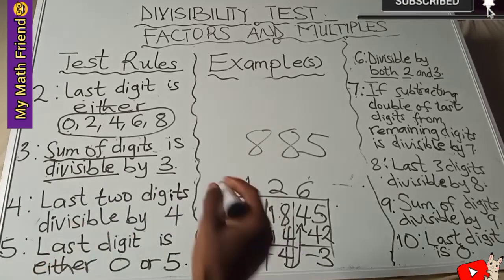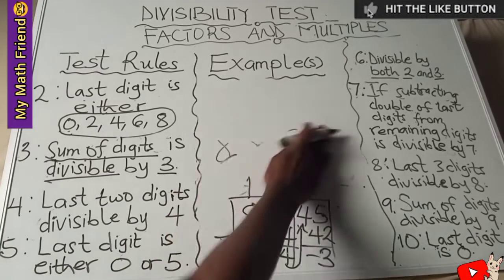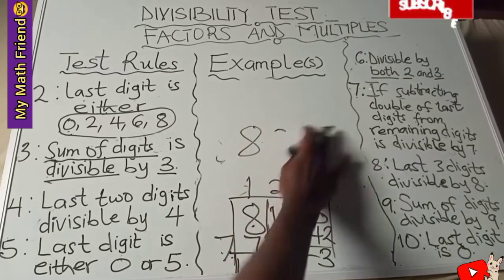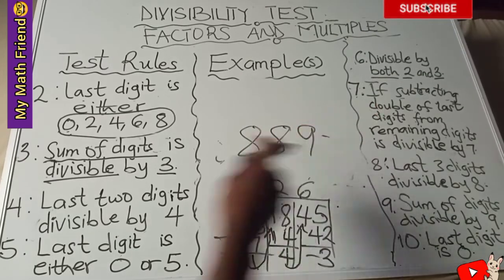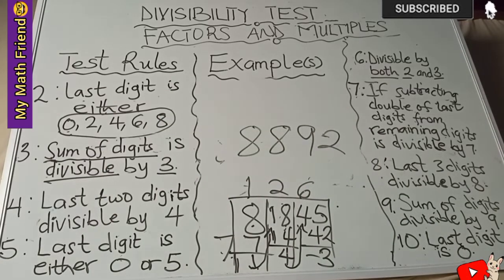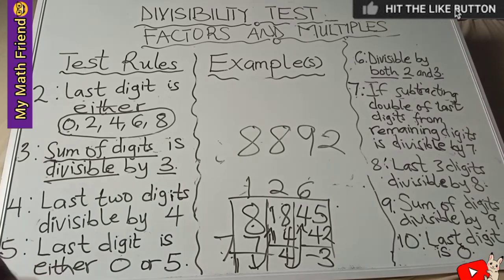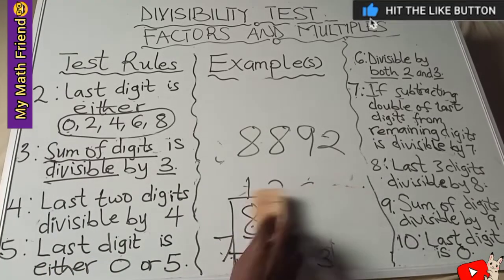So the first number we were using was 8,890, 92. That was the number. You see that? We say that because there's a remainder, that's not divisible by this. So that is the test rule for 7. Great.